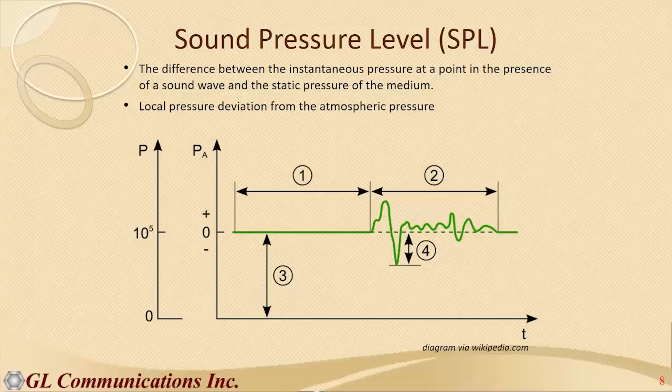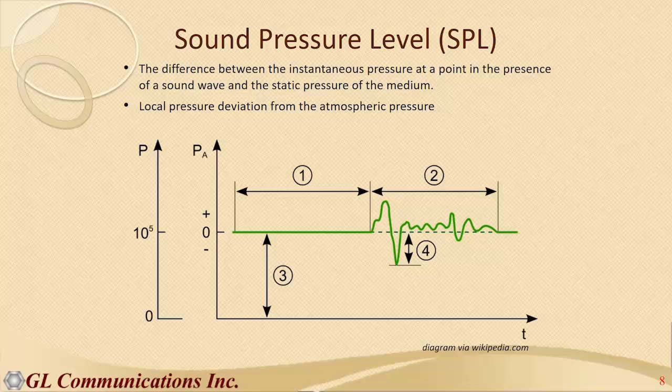Jumping right in here, let's talk about sound pressure level for a minute and what that is. A couple of definitions for that. The difference between the instantaneous pressure at a point in the presence of a sound wave and the static pressure of the medium. So what we're saying there, or the second bullet, is local pressure deviation from the atmospheric pressure. The diagram here shows it graphically.